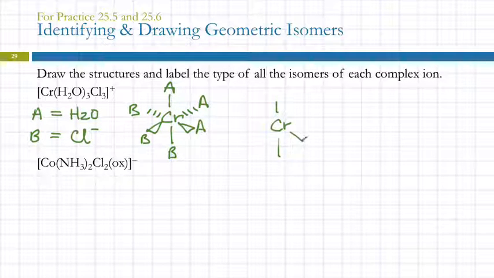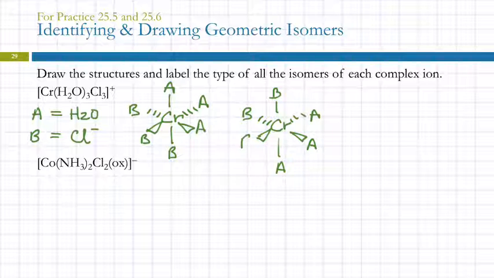Now the tricky thing about this is that you can draw the same isomer and think it's different if you don't know what you're doing. So if I did this, is that the same or different than the first one? That's the same thing. That's the Fac isomer, the facial isomer, because these 3 A's form a triangle, one of the faces on the octahedron. And they also form a triangle here. So this has just been rotated. It's exactly the same thing.